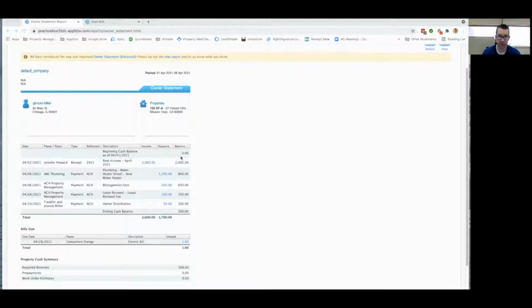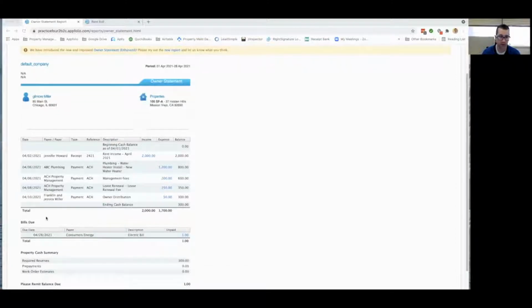So you have the beginning balance. That is kind of your owner account, how much was in there. And then here you show the income for rent, $2,000 for the month. And we had to put in a new water heater. That was $1,200. You have management fees, lease renewal fees, owner distribution. That's the payment to you, the owner. So we really try to put descriptions on these so that you don't have a lot of questions. Again, if you do, you can go ahead and get a hold of us.